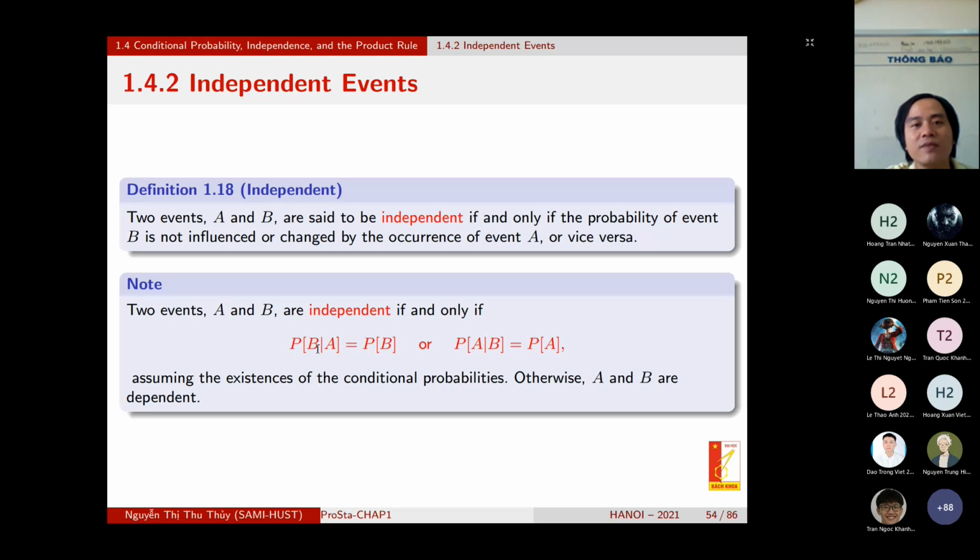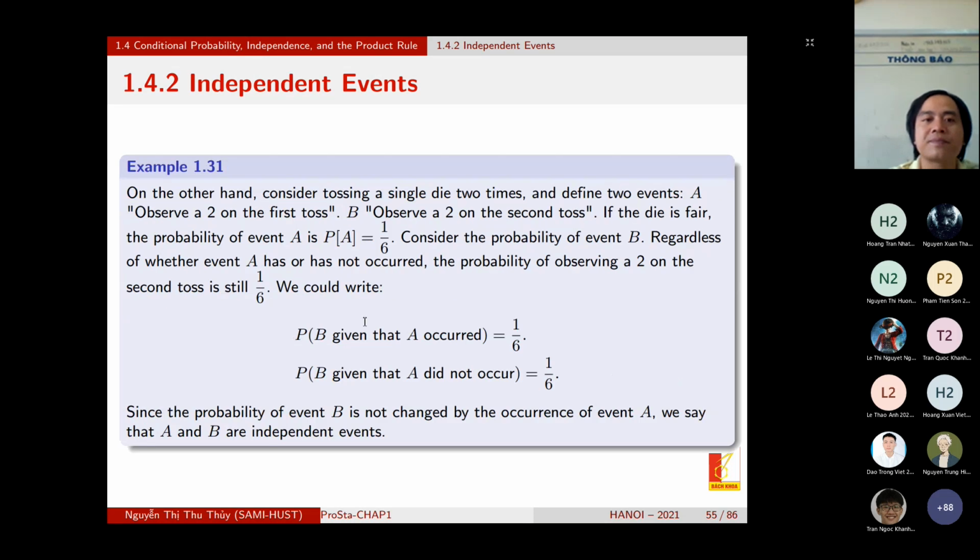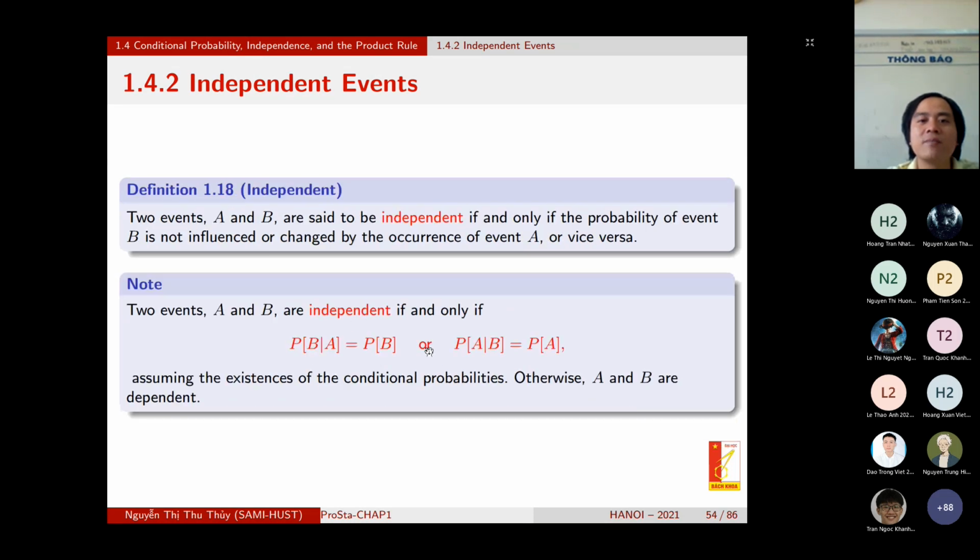In fact, we need two conditions here, but you can easily prove that if we have only one condition, then we can derive the other condition. So the definition says that we need both equalities, but in fact we can prove that if we have only one equality, then we can derive the other one.